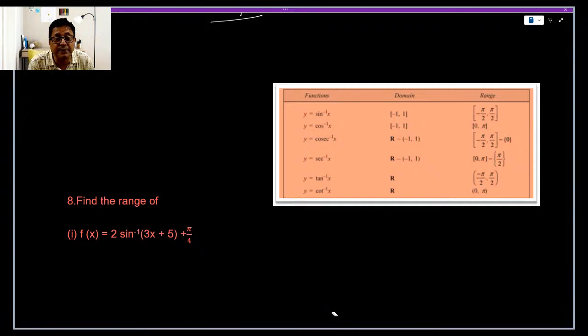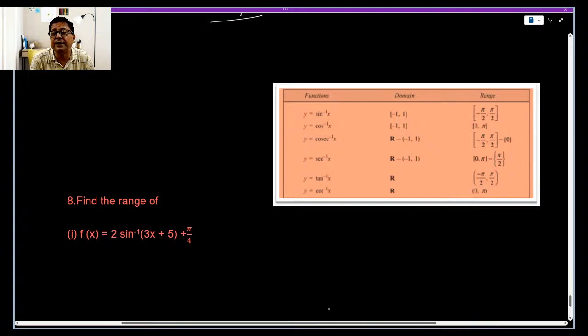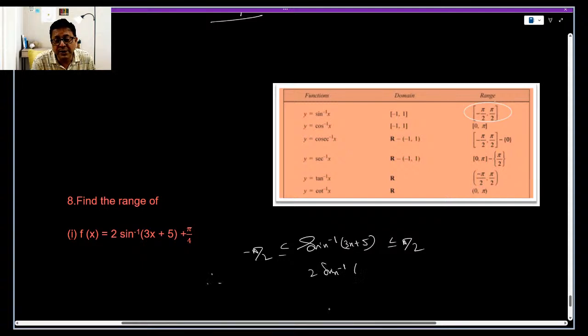Because of noise, I am a little bit disturbed. Sin inverse of anything, its value will lie there. Not the value of x, you need the value of y. So sin inverse 3x plus 5 is greater than or equal to minus pi by 2, less than or equal to pi by 2. So 2 sin inverse 3x plus 5 will be what? Greater than or equal to minus 4 pi by 4, less than or equal to pi by 4. Isn't it?